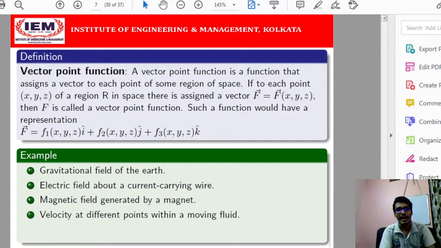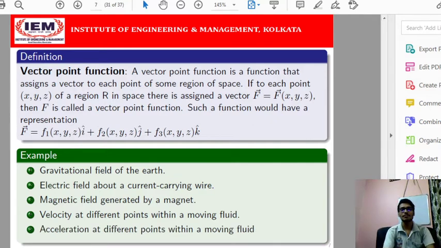Similarly, the velocity at different points within a moving fluid. Say I have considered a fluid in three dimensions. At each and every point I can identify the velocity. You know that velocity is a vector quantity. So at each and every point, if I put the coordinates of that point into a defined function, I can identify the velocity at that particular point. All these things are vector valued quantities. So if I can define a function that indicates the value of that particular thing at a particular point of a field or of a space or of a region, then this is called the vector point function.